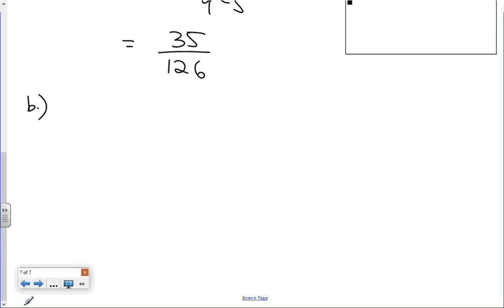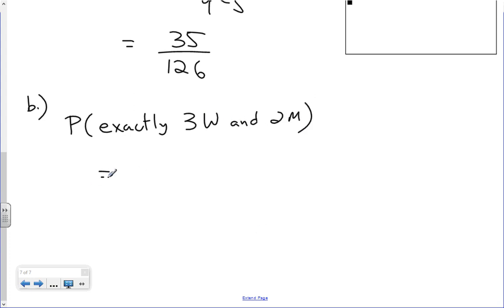Part B now says you want exactly 3 women and 2 men. So we want to find the probability of exactly 3 women and 2 men. All right, so again, it's a probability, so we're going to write this as a quotient. So what I need to do is find out the number of ways of picking 3 women and the number of ways of picking 2 men. So those are going to be either independent or dependent events. So we're multiplying these together. The word and is what I'm looking at there.